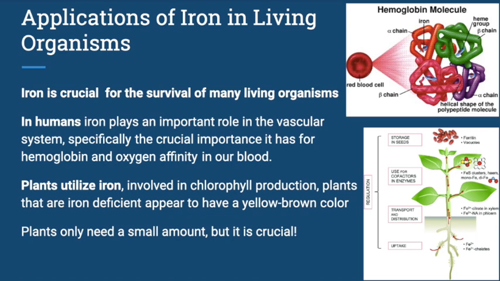Iron also helps plants move oxygen through their system and is important for the production of chlorophyll. Plants with an iron deficiency show a sickly yellow color to their leaves. Plants only need a tiny amount of iron to be healthy, but that amount is crucial.